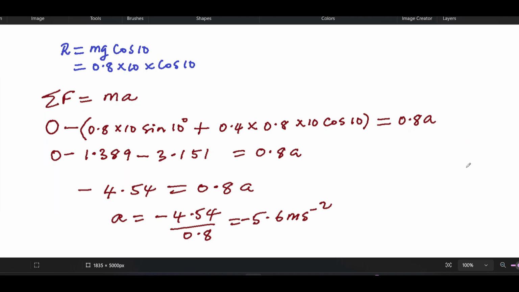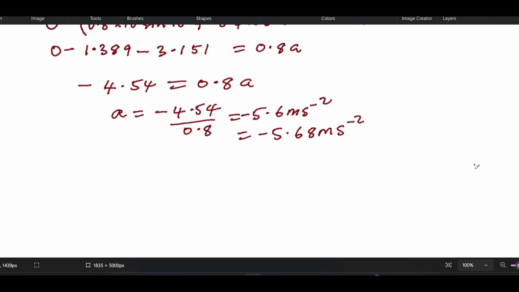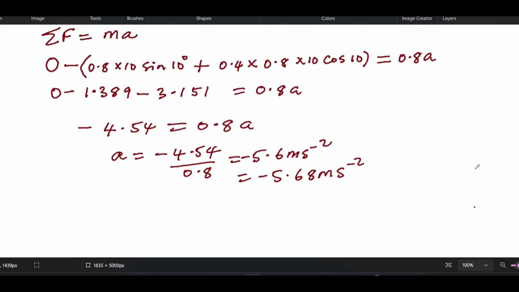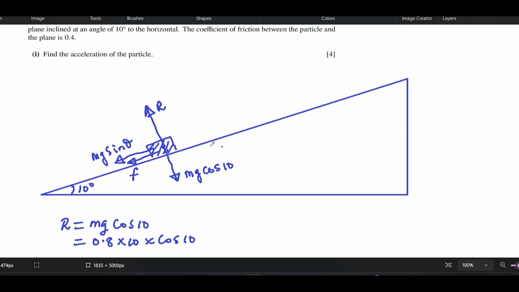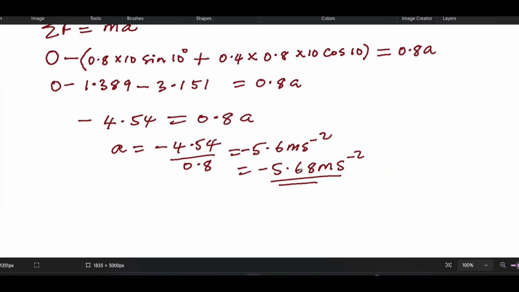It's a negative value. Actually, to be fair, it's minus 5.68 meters per second squared. So that will be the acceleration of the particle up the slope. That means the particle is decelerating. Although the particle goes up the slope, it actually slows down because of this value.